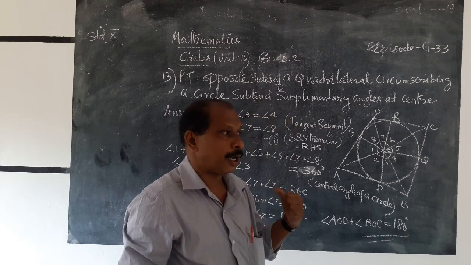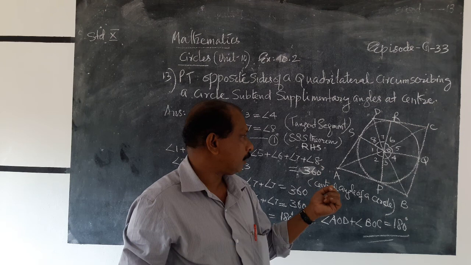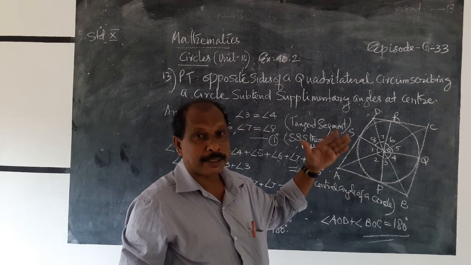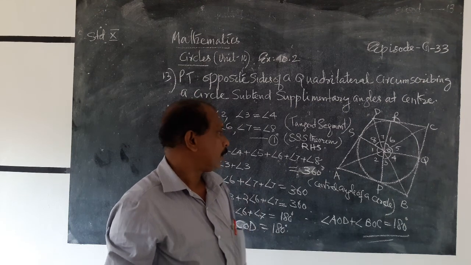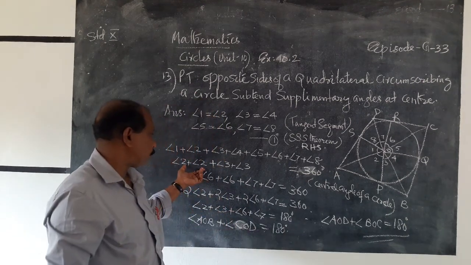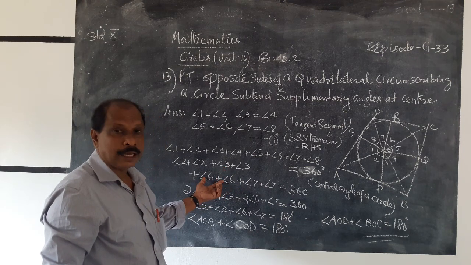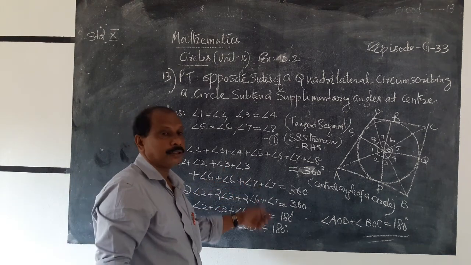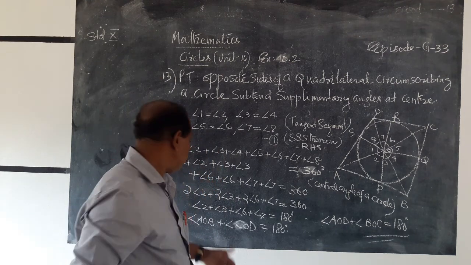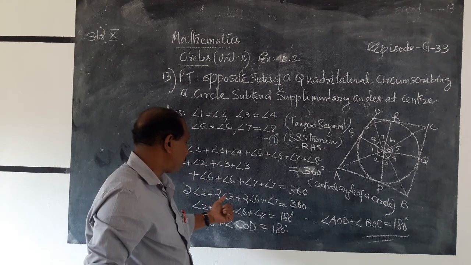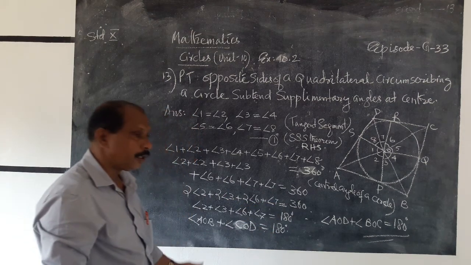Angle 1 is replaced by angle 2. Angle 4 is replaced by angle 3. Angle 5 is replaced by angle 6. Angle 8 is replaced by angle 7. Therefore, angle 2 plus angle 2 plus angle 3 plus angle 3 plus angle 6 plus angle 6 plus angle 7 plus angle 7 is 360. That means each angle is twice. That is 2 into (angle 2 plus angle 3 plus angle 6 plus angle 7) is 360 degrees.